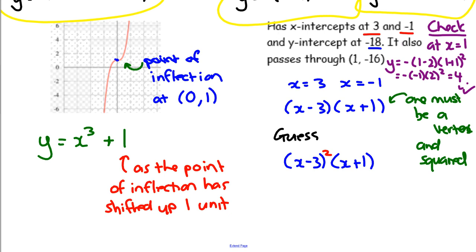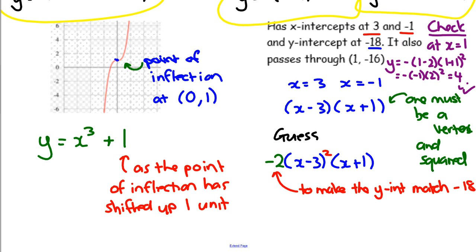Alrighty, so notice if that was the case, and the y-intercept is at negative 18, so think, if you sub in x as 0, 0 minus 3 all squared is positive 9, 9 times 1 is 9, so to make a y-intercept of negative 18, we'd need a multiplier at the front of negative 2. And this is to make the y-intercept match what was given in the question, which was negative 18. So it's possible it could be this.